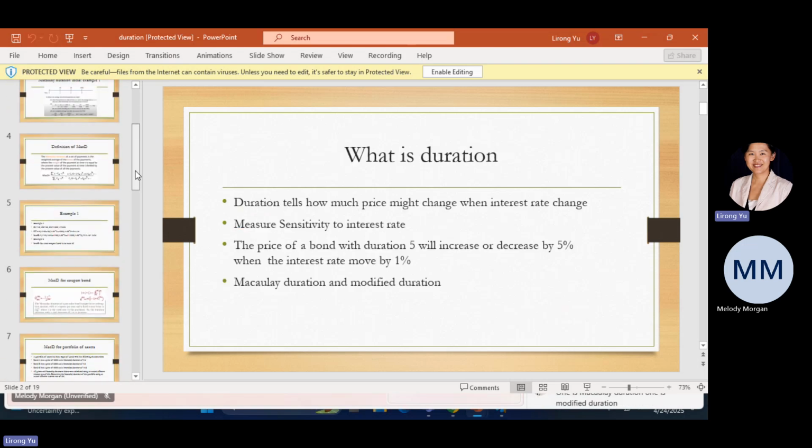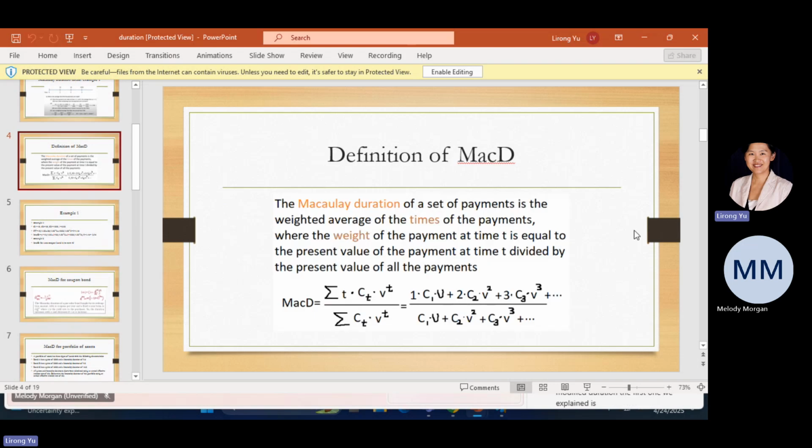The first one we explained is that the Macaulay duration is the weighted average of the payment times. You find the weights depending on the total present value, and every payment's present value divided by the total present value is the weight for that payment time. So that's the Macaulay duration calculated based on the cash flow.